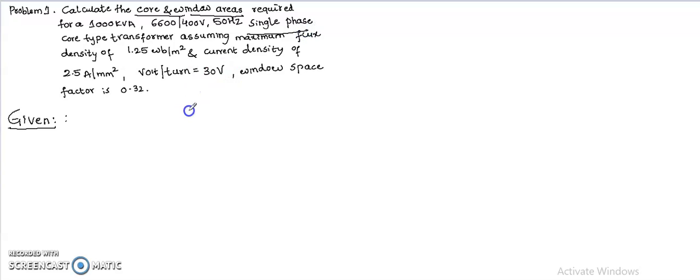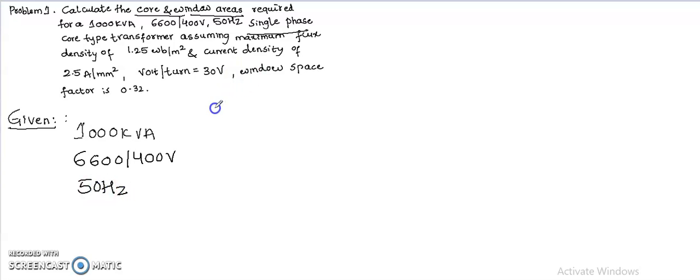Correct? Okay. So what are the given data? The transformer rating is given, 1000 kVA. Next, the voltage is given, 6600/400 volt. Frequency is given, 50 Hz. Next, the flux density is given. Flux density is nothing but Bm. Bm is given, 1.25 Weber per meter square.